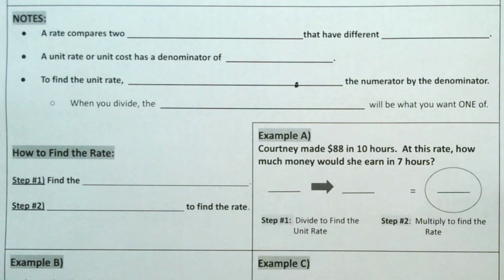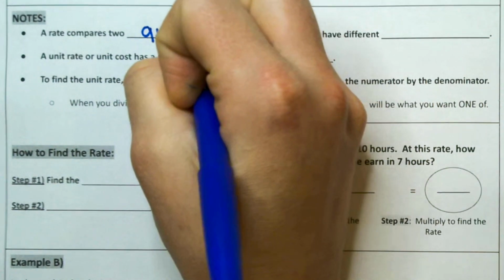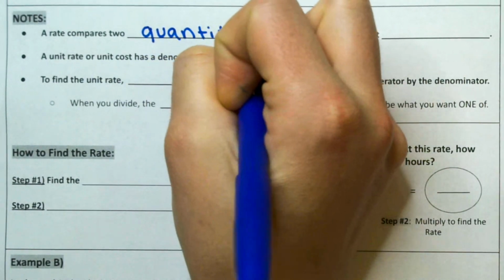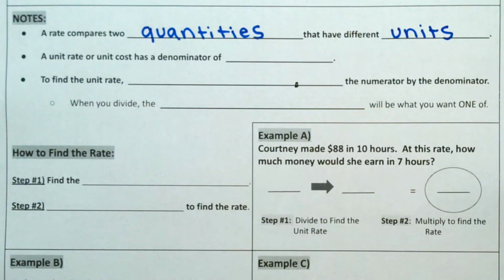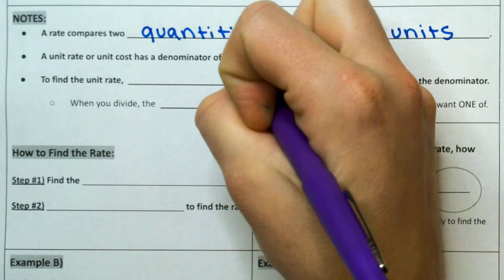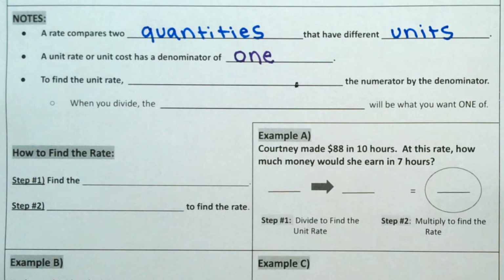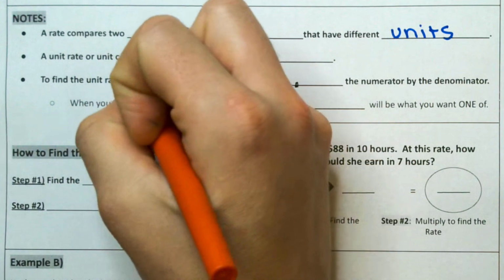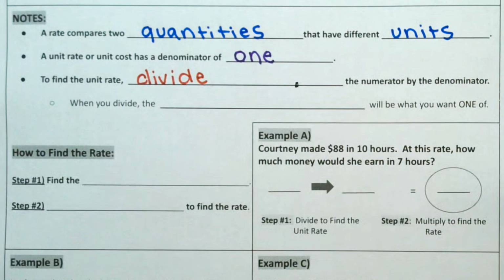Our first note is a rate compares two quantities that have different units. Our next note is a unit rate or unit cost always has a denominator of 1. And so to find the unit rate, we are going to divide the numerator by the denominator.